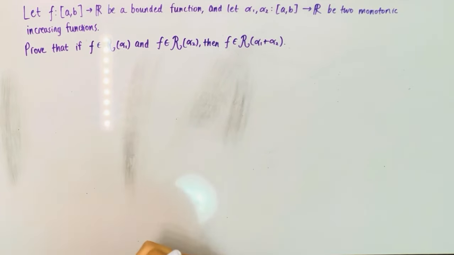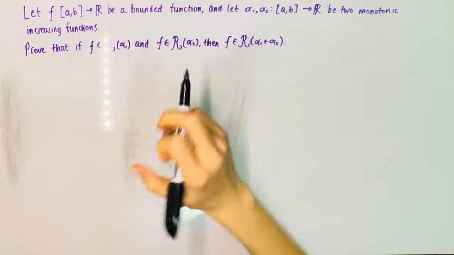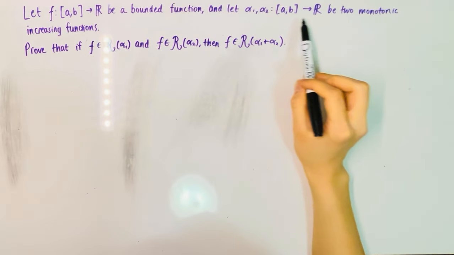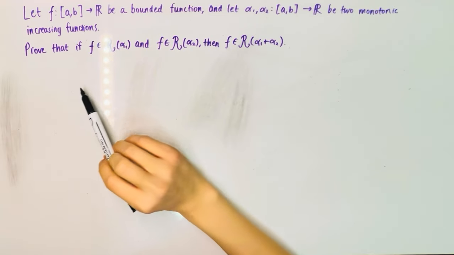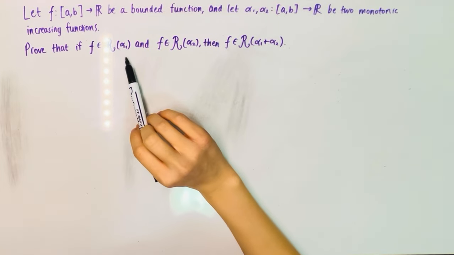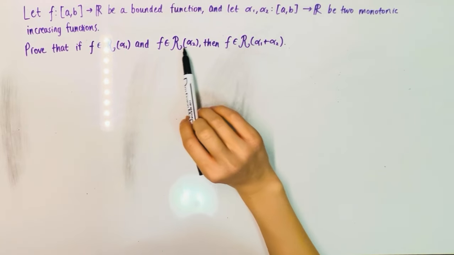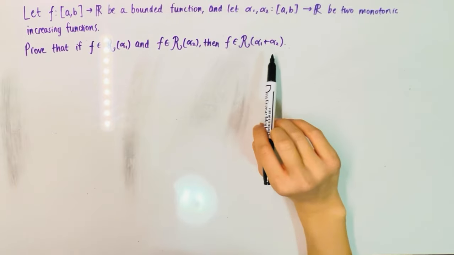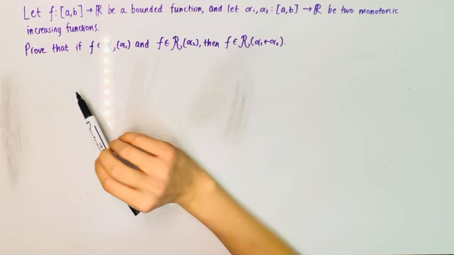Alright, so here's a problem on the Riemann-Stieltjes integral. For this problem, we are given that f is a bounded function, and alpha 1 and alpha 2 are monotonically increasing functions. We want to show that if f is Riemann integrable with respect to alpha 1 and with respect to alpha 2, then it's integrable with respect to alpha 1 plus alpha 2.